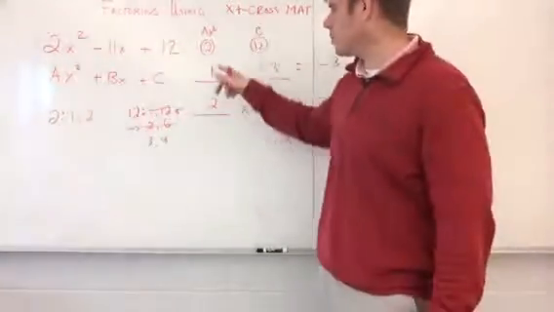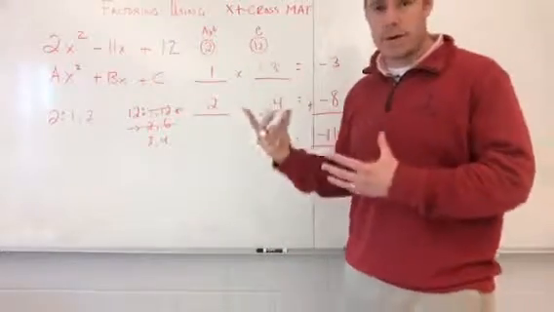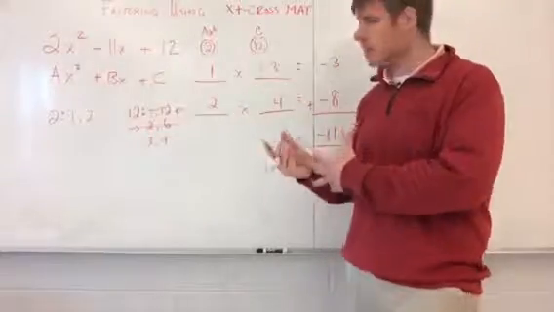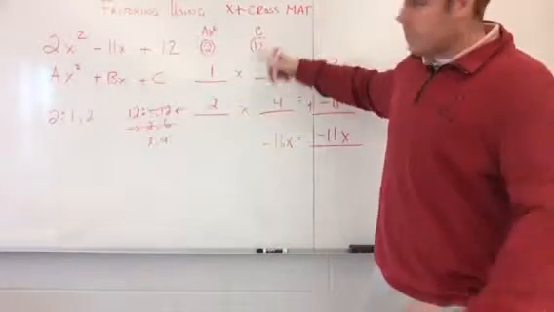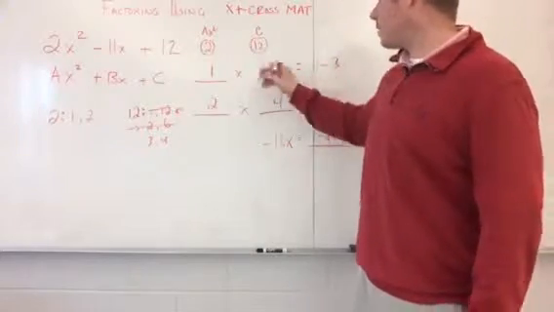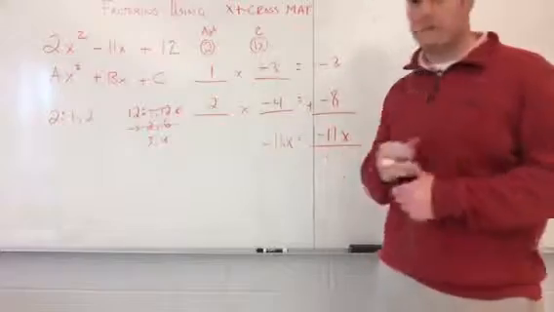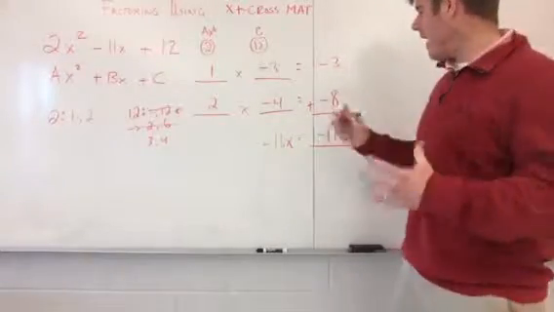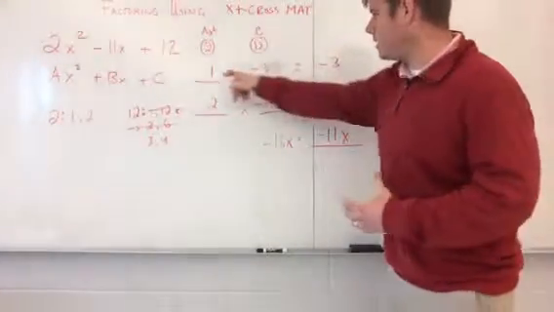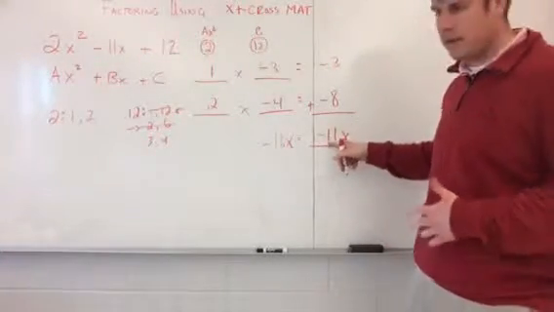Now what I really don't want to do is change the sign of my ax squared term, ever, because I really like to have my x squared term positive if I can. So in this case, I'm going to manipulate these. Well, 1 times what makes negative 3? That's a negative 3. 2 times what makes negative 8? That's a negative 4. So I now have my answer. I've got these two products and these two products whose sum is negative 11x.